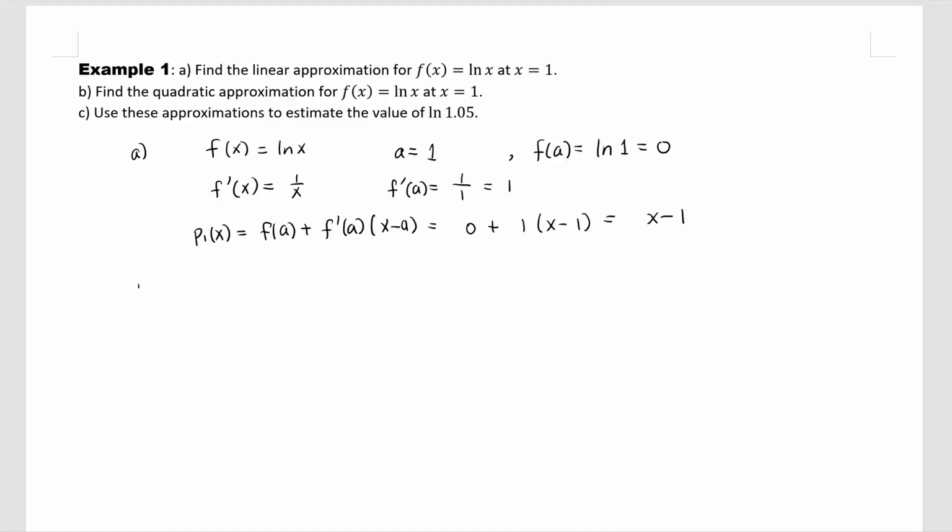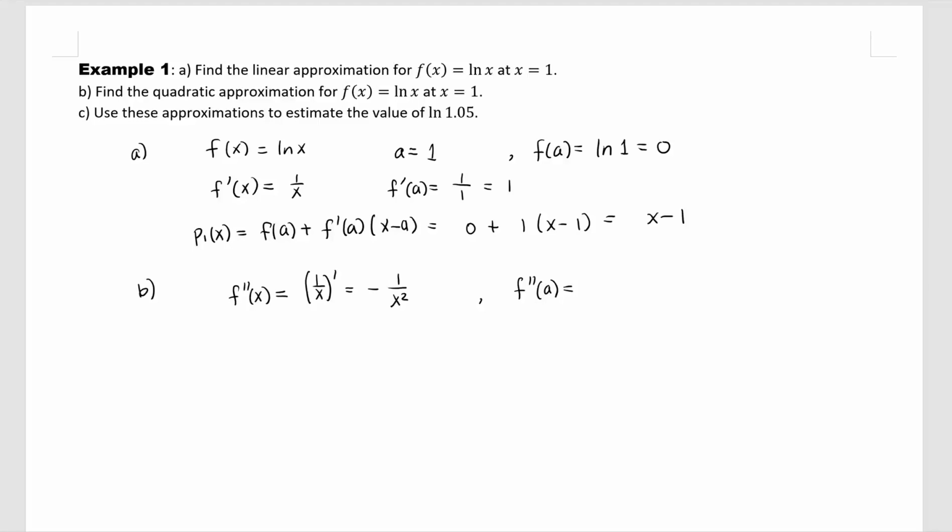Okay, part B, what is the quadratic approximation? Well, the quadratic approximation is the linear approximation plus an extra term. For the extra term, we need the second derivative. The second derivative is the derivative of 1 over x, and that is minus 1 over x squared. Do you all get it? Yes? And then we need to plug in a into f double prime.